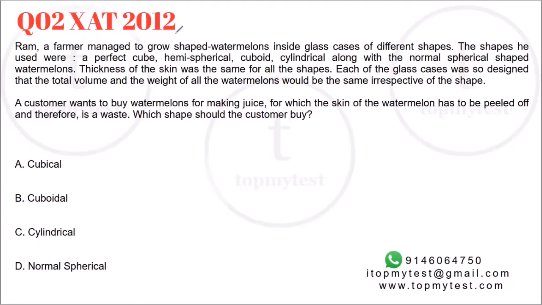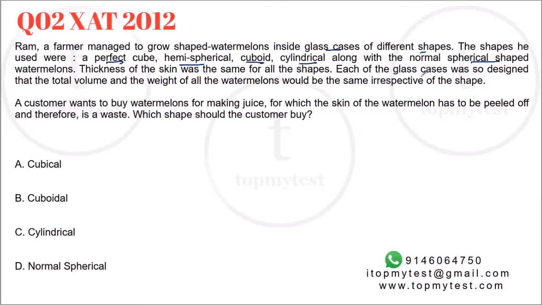Second question is actually very conceptual. It's not very difficult at all. You don't even have to draw the diagram. It says Ram, a farmer, managed to grow shaped watermelons inside glass cases of different shapes. The shapes that he used were a perfect cube, hemisphere, cuboid, cylinder, along with normal spherical shaped watermelons. The thickness of the skin was the same for all the shapes.